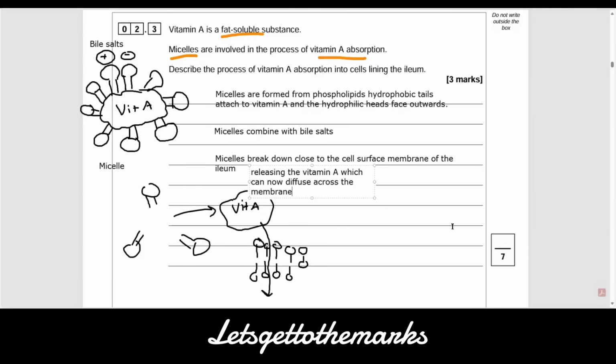So what do we really get the marks for here? What we're focusing on is the key marking points. So we want to say that micelles and bile salts join together. We want to say that micelles break down close near the cell surface membrane and that the vitamin A diffuses across the membrane because it's a lipid. The membrane is permeable to lipid soluble substances. And hopefully you'll have got your 3 marks.